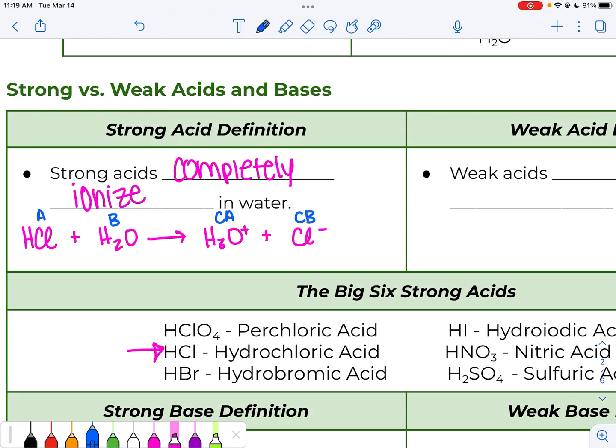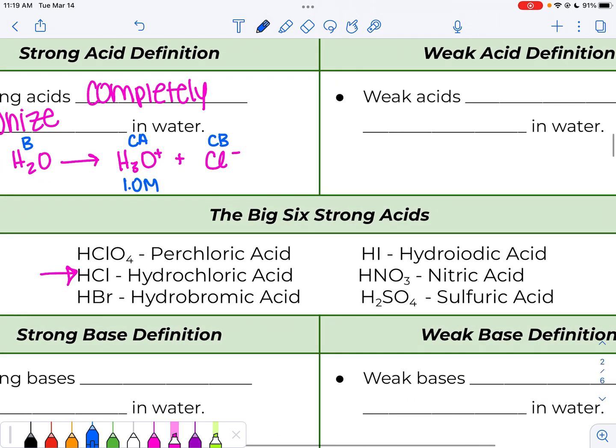So why is this important? Because if the strong acid completely ionizes in water, let's say it started out with a concentration of 1 molar, the concentration of our conjugate acid will also be 1 molar because all of the acid has dissociated. So the big 6 strong acids that I want you to try to memorize are the ones on this list. These are super important because if you see these things, you know they will completely ionize. It makes calculations for them much, much easier.